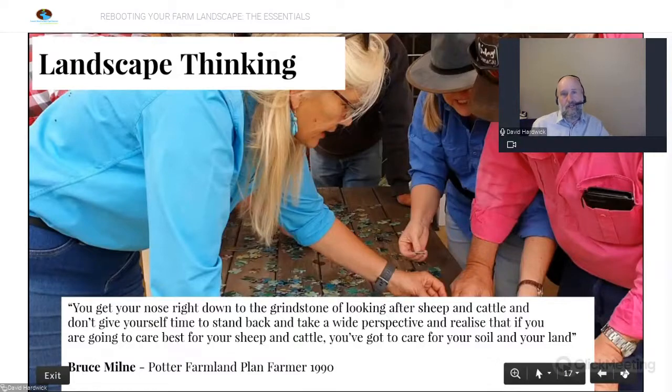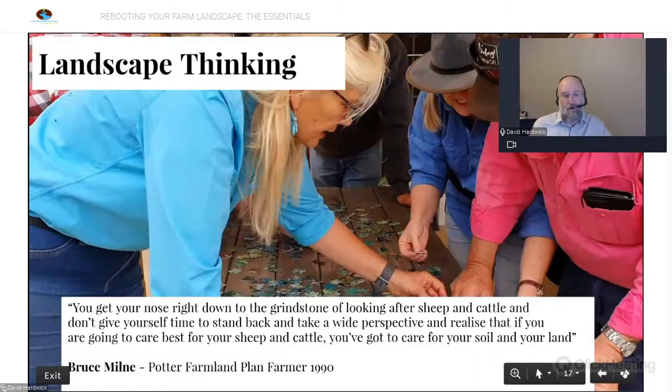And I call this change in thinking landscape thinking. You might call it ecological thinking or holistic thinking, but it's based on seeing your landscape, seeing your farm enterprises as part of a landscape, and then using what I call ecologically based thinking to make more holistic decisions that are good for the short-term enterprise, but they're also good for the long term. So that's what I call landscape thinking.